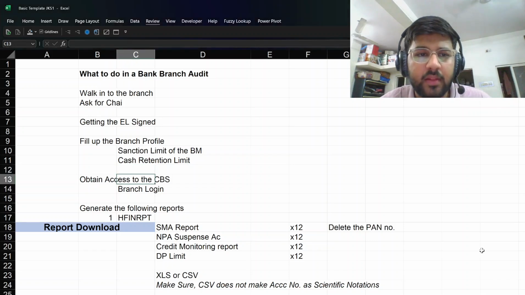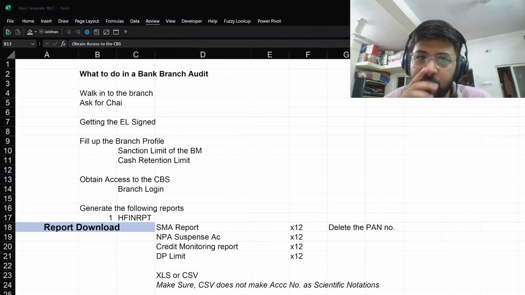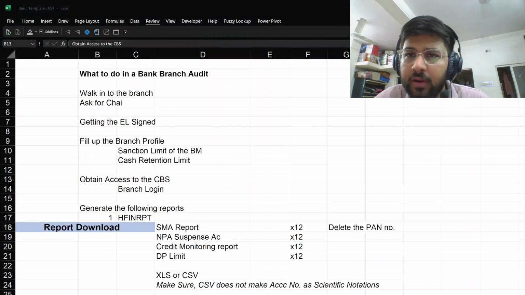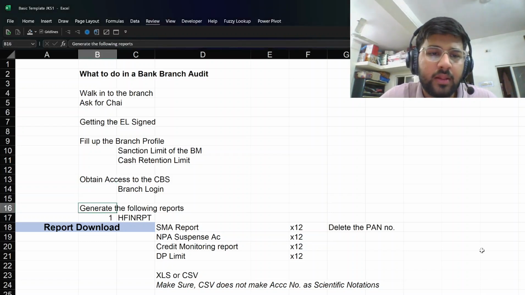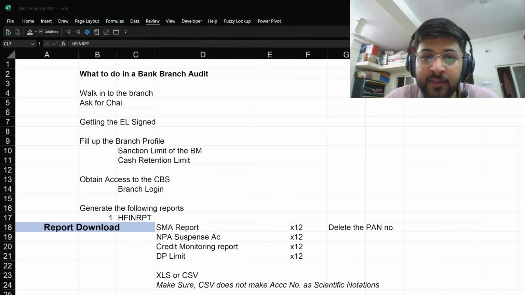Okay, then you would ask the branch management to provide you a login to CBS, and you would ask for the branch login instead of your auditor login, because most of the commands would not work in an auditor login. Okay, and then you would generate reports using HFIN RPT. First you would go for your most important reports.